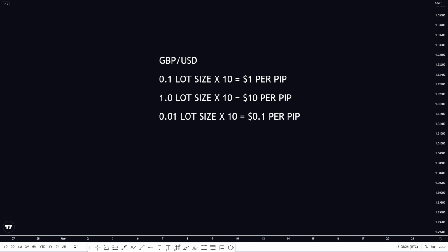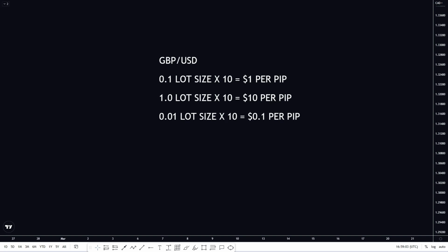So in this example, pound dollar, dollars on the right hand side, so now we're working in dollars. We take a 0.1 lot size, we times it by 10. That will give us a $1 pip value. Now remember everything's in dollars because it's pound dollar. So again, we take a 1.0 lot size and we times it by 10. That gives us a value of 10, which in this situation would represent $10 per pip. And if we then home that down and we go with 0.01 lot size, we times that by 10, that gives us a $0.1 pip value, or 10 cents per pip.